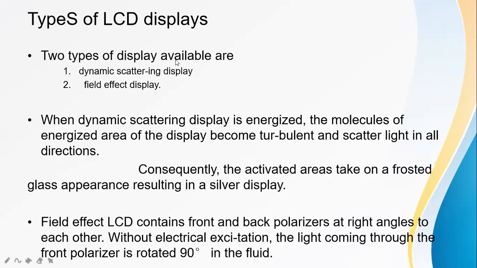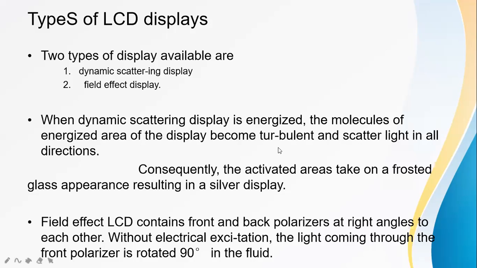Types of LCD displays. There are different types of LCD displays. Mainly, these are classified into two: dynamic scattering display and field effect display. Now, what are dynamic scattering and field effect? In the dynamic scattering display, when energized, the molecules of the energized area of the display become turbulent and scatter light in all directions.